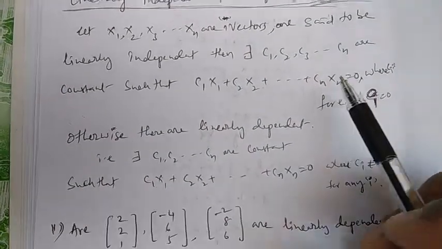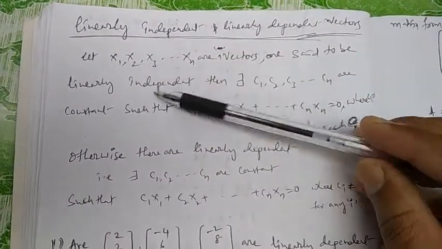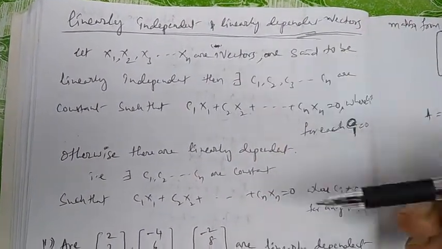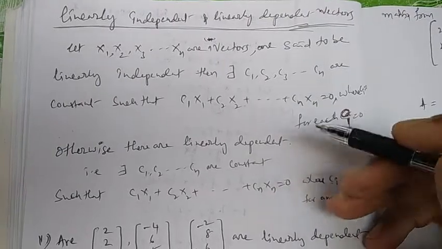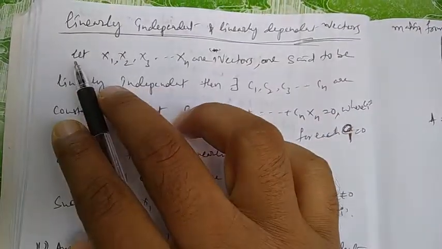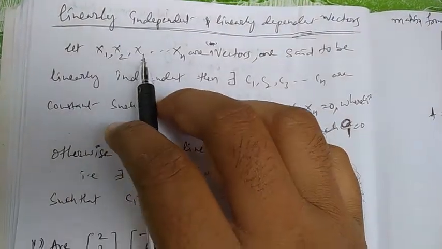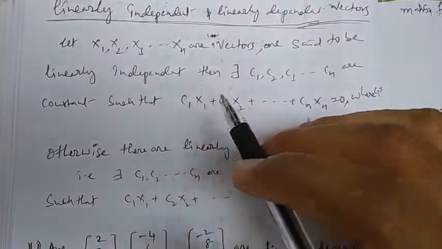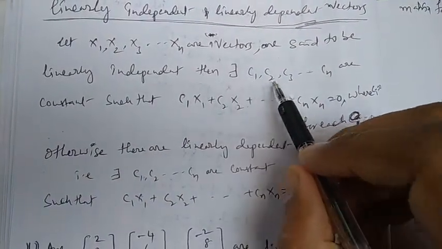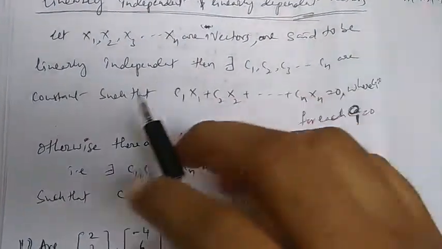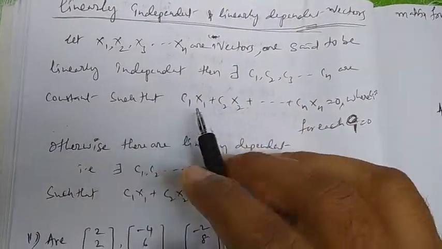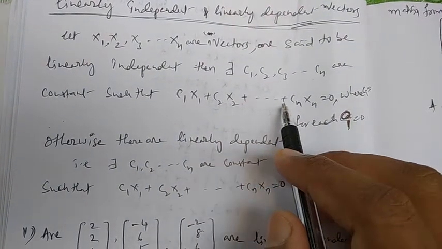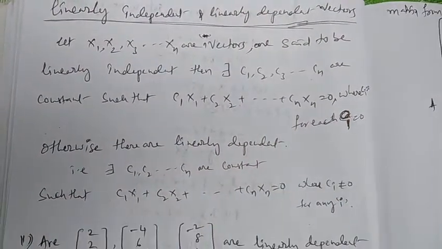Hello everyone. In this video we are going to learn about linearly independent and linearly dependent vectors. Look at the definition first. Let x1, x2, x3 and so on up to xn be vectors. They are said to be linearly independent if there exist constants c1, c2, c3 and so on up to cn such that c1 x1 plus c2 x2 plus c3 x3 plus and so on cn xn equals 0.